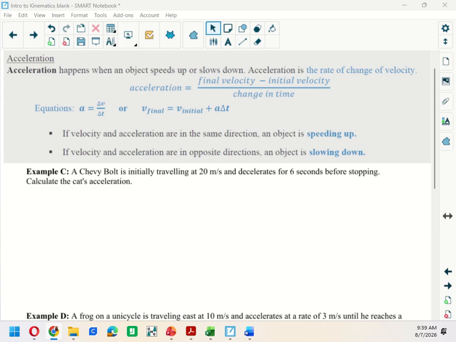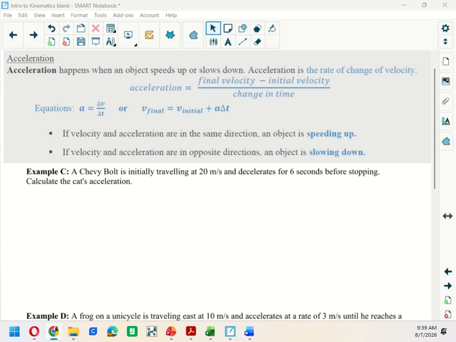What are my units? What are the units? Meters per second. Okay, close. Meters per second squared. Because velocity is meters per second, so that's a slope there. But I'm taking the slope of a slope. I'm taking the rate of change of the rate of change of velocity. So it is going to be meters per second squared.